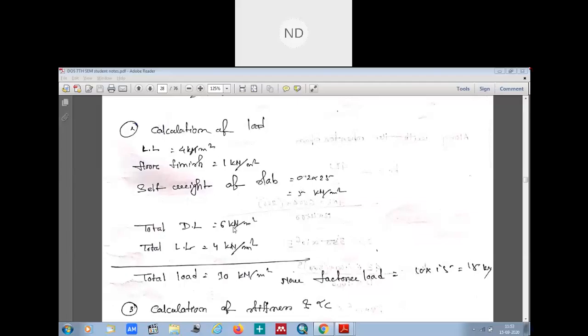We will be designing for 200 depth of the flat slab. So this depth into the unit weight of the concrete gives the self weight of the slab as 5 kilonewton per meter square. The total dead load will be how much now? Floor finish plus self weight 5, so total is 6 kilonewton and the live load was 4 kilonewton. So the total is 10 kilonewton. Now what will be the factored load? We all know, multiply by 1.5 and we get 15 kilonewton per meter square. This is our total factored load including the self weight, 15 kilonewton per meter square.